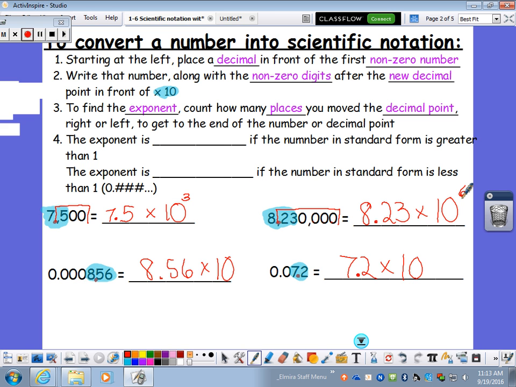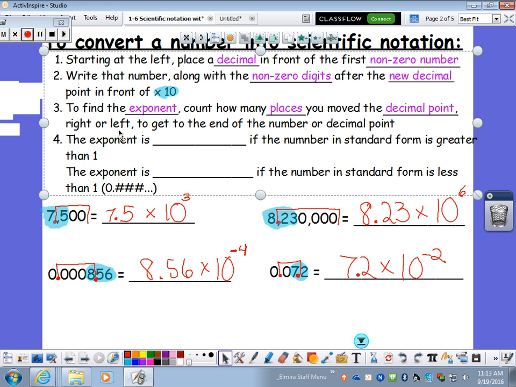For really, really small numbers, these decimals that start out 0.000, you're going to count how many digits are between your decimals. Old decimal, new decimal, there's 1, 2, 3, 4 digits, and it's -4 because it's a decimal. Old decimal, new decimal, there's 2 digits in there. Because it's a decimal, I'm going to put -2.